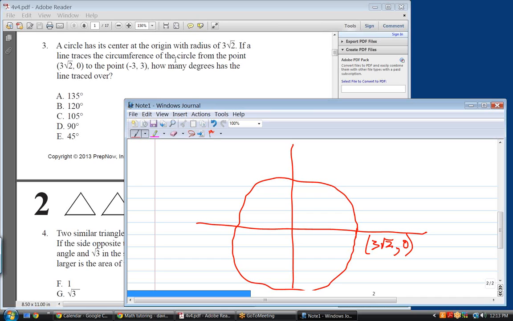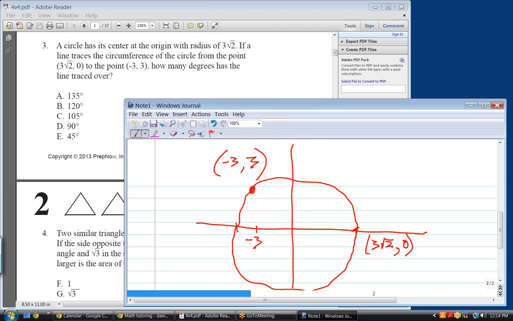Now it says, if you trace the circumference from the point 3 root 2 to minus 3, 3, where is minus 3, 3? On the other side. Okay, there's the minus 3. And then up. Notice that minus 3 is not as big a number as 3 root 2. Root 2 is about 1.4. So this goes all the way to about 4. This is going to go to minus 4. So this point right there is minus 3 comma 3.